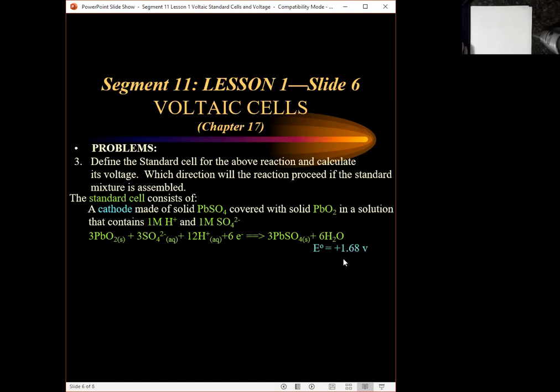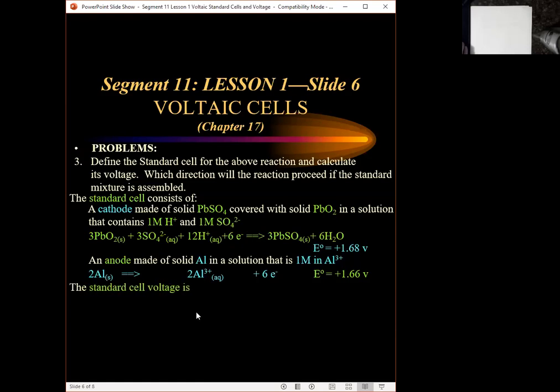The cell voltage is 1.68 volts. You can look that up in the table. An anode made of aluminum is in a solution of 1 molar aluminum ion. The reaction as it's occurring is 2 aluminum solid atoms go to 2 aluminum plus 3 aqueous ions and 6 electrons. Again, you can look up that voltage. It's plus 1.66.